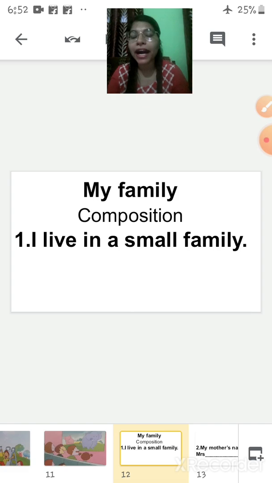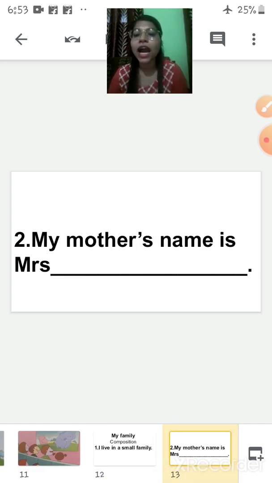Now, My Family. What is the name of the composition? My Family. The first point is: I live in a small family. Now, second is: my mother's name is Mrs. and then a dash. You can see a line, a blank over there. What do you have to write there? You have to write your mother's name, because the teacher doesn't know your mother's name, right?